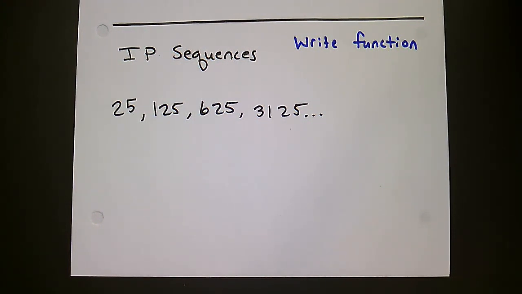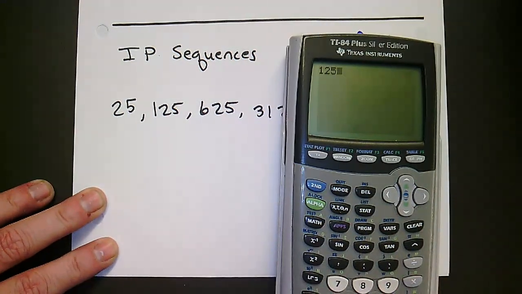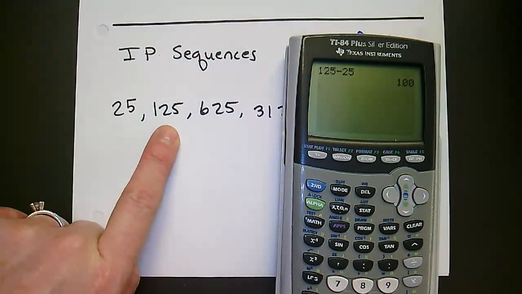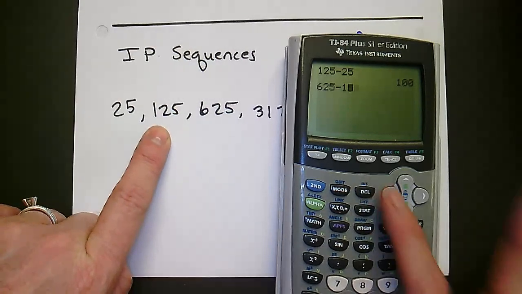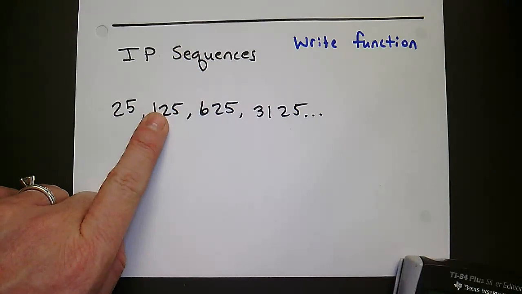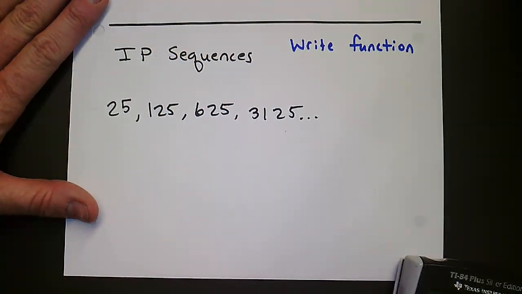They either grow by adding the same number every time, and we can check and see if that happens here. We can do 125 minus 25. That's 100, so I added 100 right here. If I do 625 and I subtract off the previous number 125, I get a different number. I added 500. So it was 100 to add here, 500 to add there, quite a bit more to add there. It's not adding the same number every time.